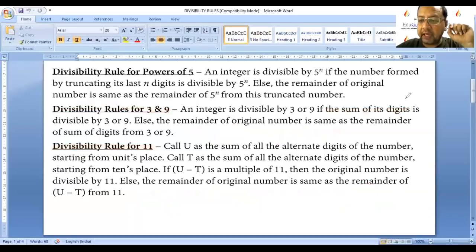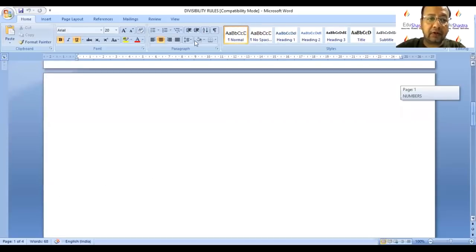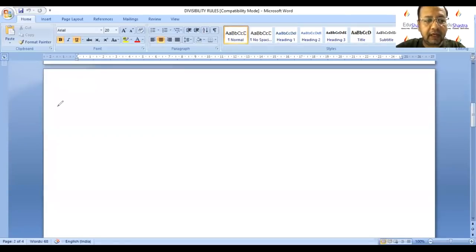Now moving further and checking some more rules for different numbers, right? So moving on to an example, this is the rule for a very important number, which is 7, right? So we are now checking a rule for 7. So this is a number, I'll take say 2, 4, 8, 3, 9, 1, 7, 5, right? So this is one number. Now I want to check whether this number is divisible by 7 or not.